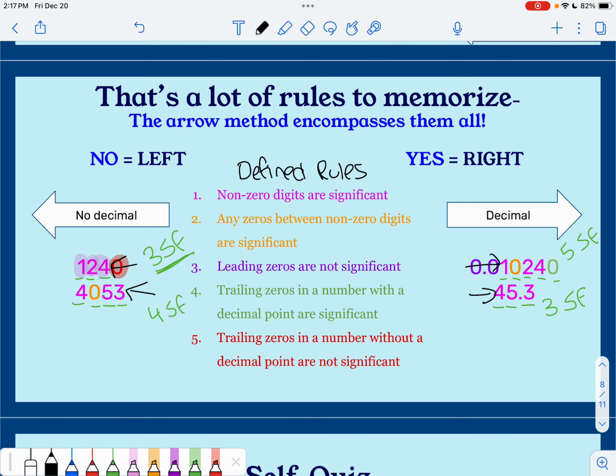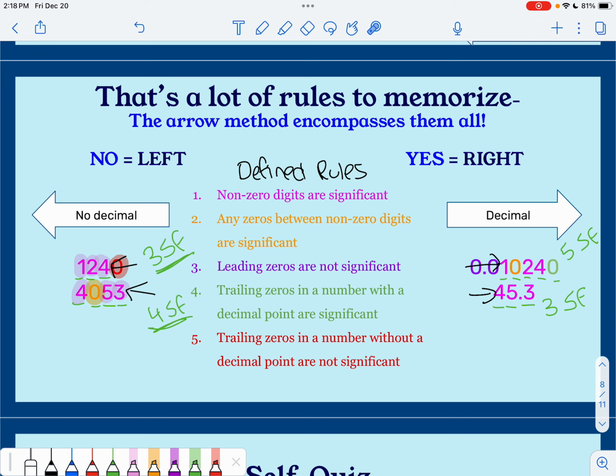Okay, what about this next one? So we said that this number had 4 sig figs because you go to the left until you hit it. 1, 2, 3, 4, 4 sig figs. And you can pair it up to the rules, with the color coordinating. Those are rule 1, this is rule 2, that adds up to 4. So this one also checks out. So both of our examples with no decimals checked out. The defined rules go with the arrow method. Now let's check out the decimals.